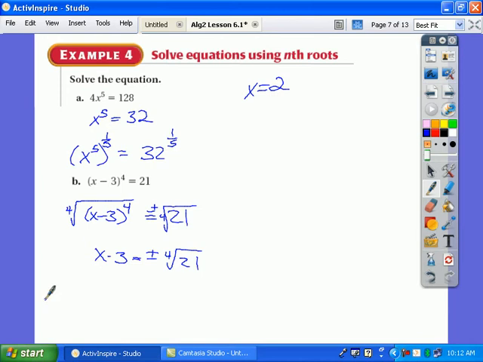Now, there is no integer value times itself 4 times that gives me 21. So for right now, we're just going to leave it like that. I have an x minus 3 on the right-hand side, so to get rid of the 3, I add it. And this gives me my 2 solutions. 3 plus the 4th root of 21, 3 minus the 4th root of 21. If you want to consider this as a decimal, you can. If this had worked out nicely to be an integer value, then of course I want you to go the next step in whatever 3 plus that number is, do that, 3 minus whatever that number is, and do that. Okay?